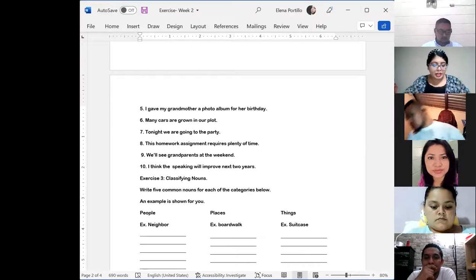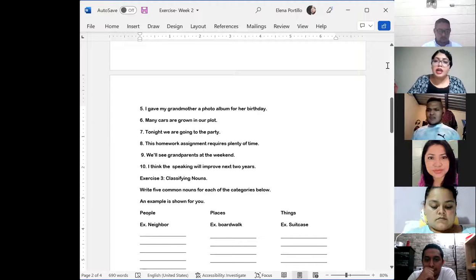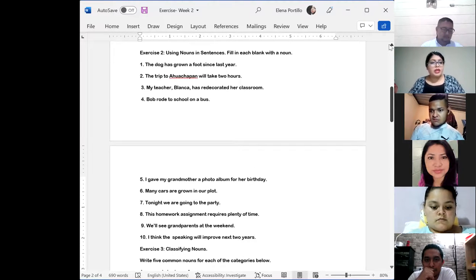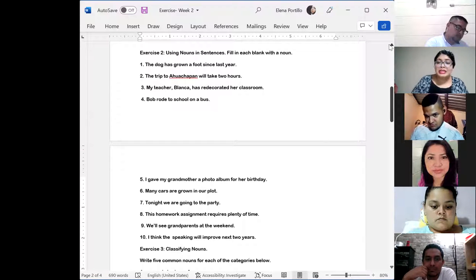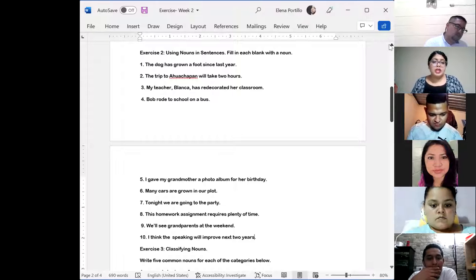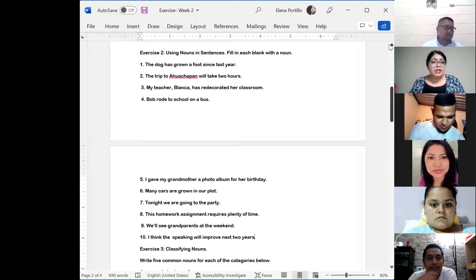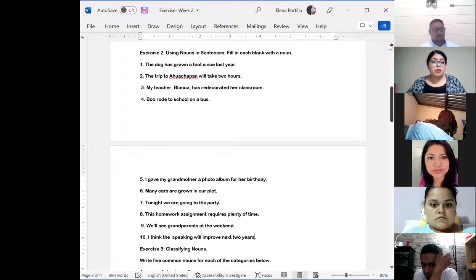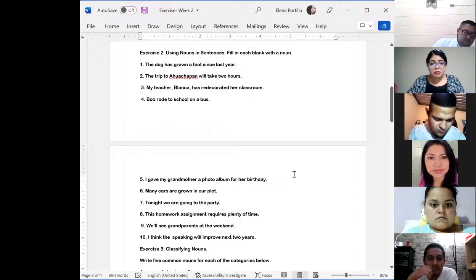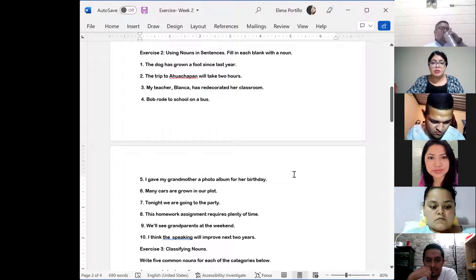Two years, good, thank you. And we have here some sentences, right? Number one, the dog has grown a foot since last year. The trip to Aguachapan will take 2 hours. My teacher Blanca has redecorated her classroom. Number four, Bob rode to school on a bus. Number five, I gave my grandmother a photo album for her birthday.